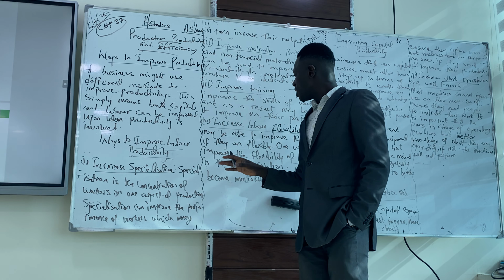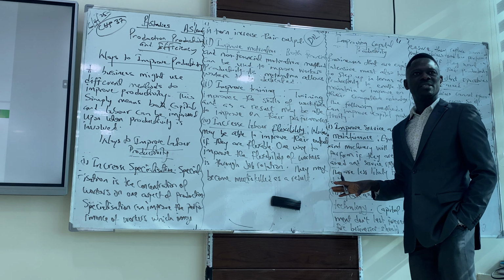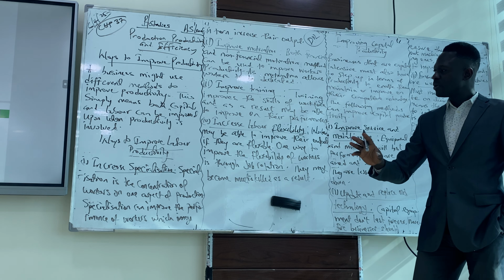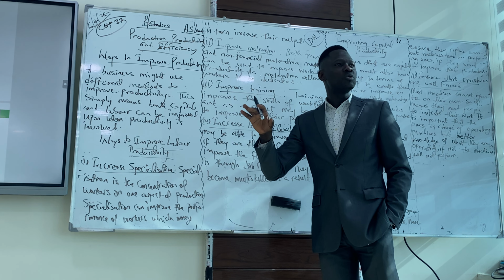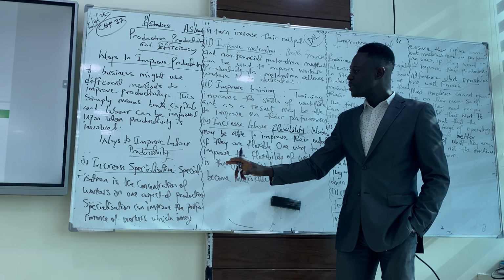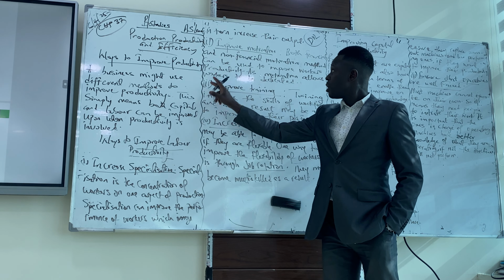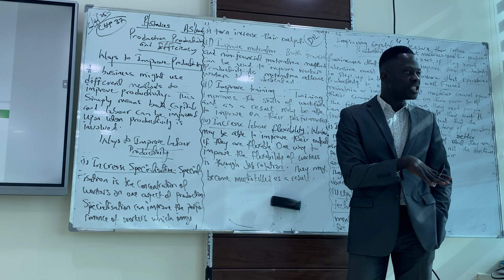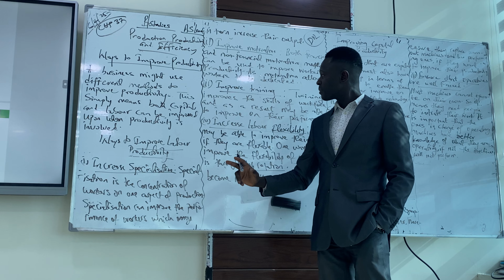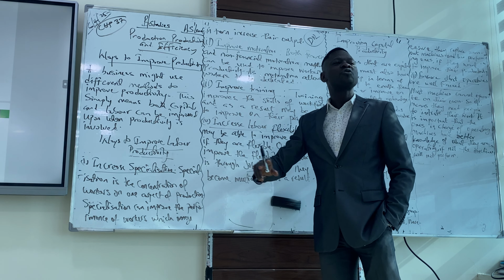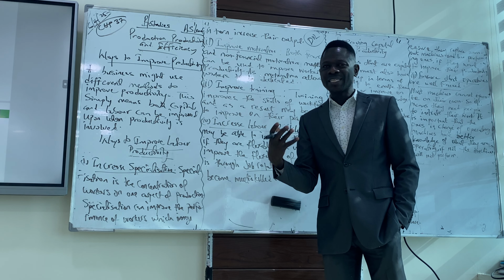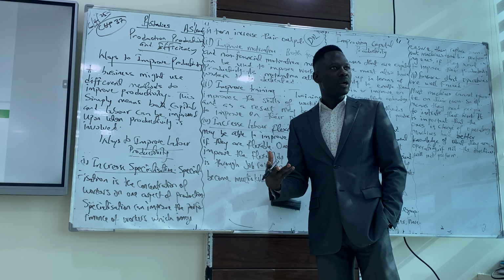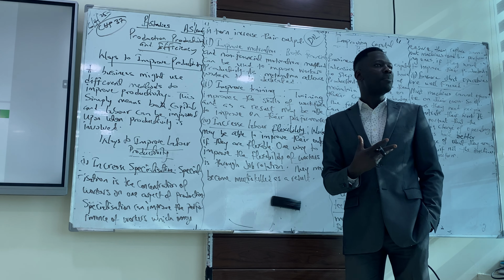So these are ways in which worker productivity can increase. Do we understand? To increase workers' productivity, we need to increase specialization, allowing each individual to do what they know how to do best. To improve productivity, we have to improve motivation, either financially or non-financially. To improve productivity, we have to train workers, because when you train them, they become better skilled, and they'll be able to perform well. Performing well means they'll be able to increase their productivity.